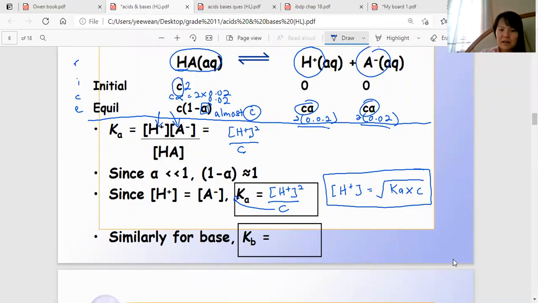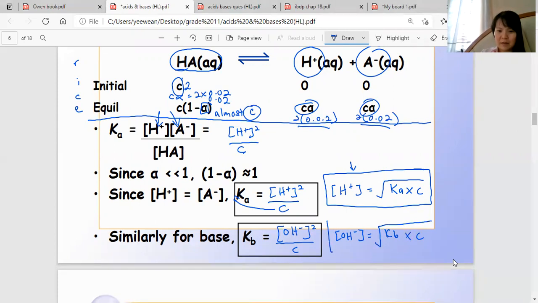Okay, so similarly for base, we're going to use everything the same, except it's the base version. So H plus here, I replace it with OH minus. Same thing, squared over C. So I'm going to develop one for this. OH minus, this is to calculate pOH, equals the square root of Kb multiply C. So it's actually the same thing. If you know how to derive one, you would know the other as well.